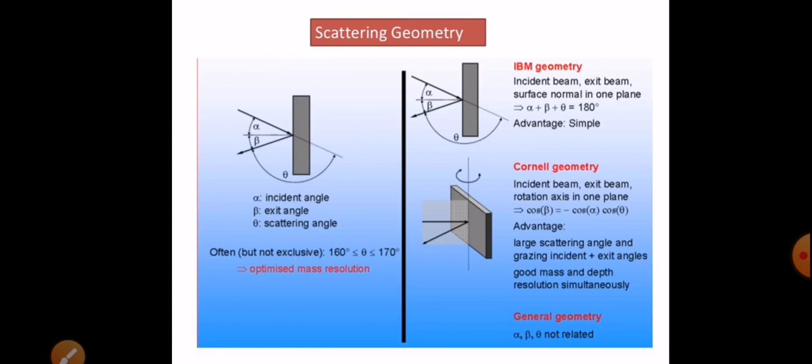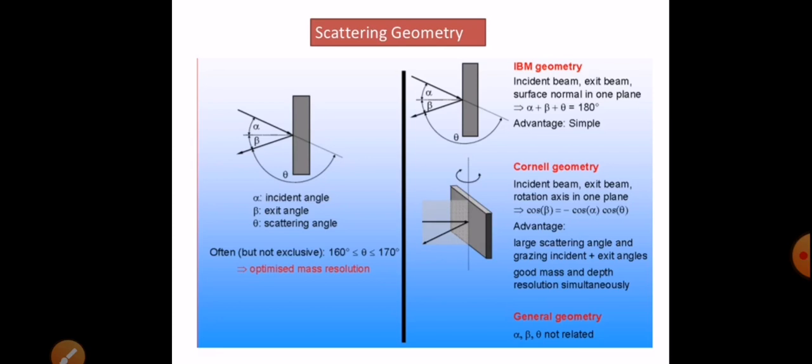And the angle made by the incident beam with the surface normal is alpha, and the exit beam makes an angle beta. Then this alpha plus beta plus theta, the angle theta is marked here. It is the angle between the incident direction and the exit reflected beam. So it is theta. So alpha plus beta plus theta is 180 degrees. Okay, then about Cornell geometry.